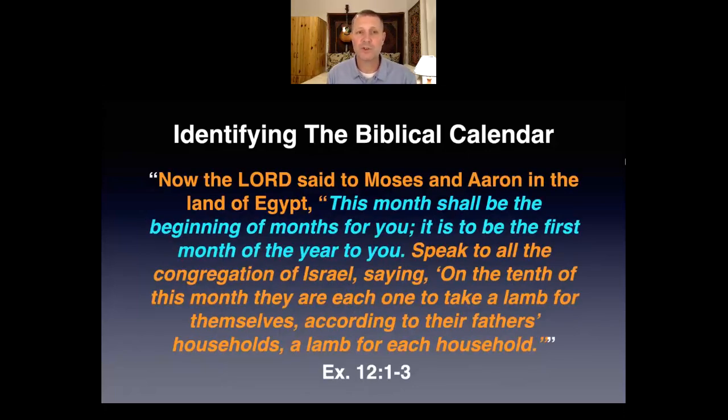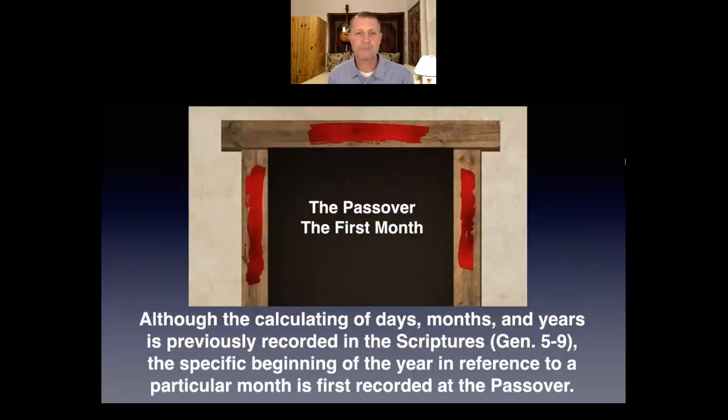Exodus 12, beginning in verse 1: Now the Lord said to Moses and Aaron in the land of Egypt, "This month shall be the beginning of months for you. It is to be the first month of the year to you. Speak to all the congregation of Israel, saying, 'On the 10th of this month, they are each one to take a lamb for themselves according to their fathers' households, a lamb for each household.'"